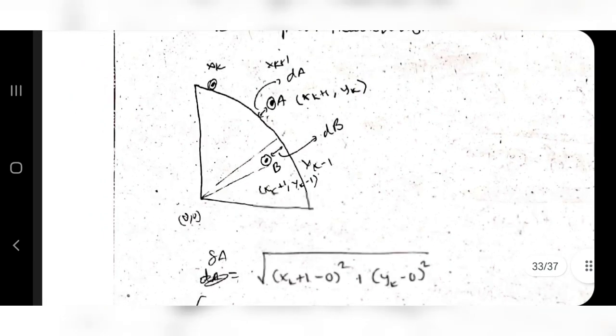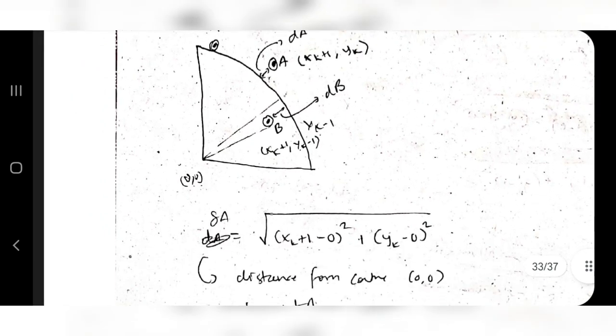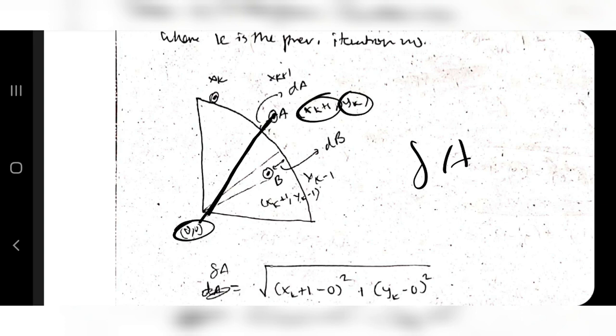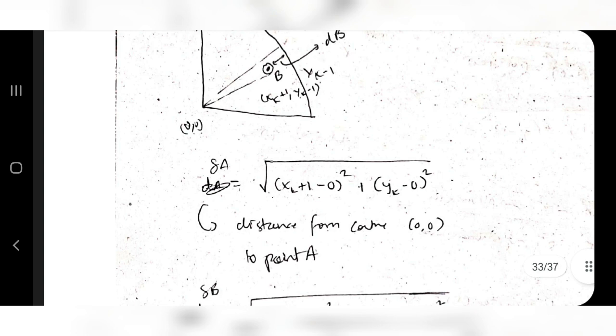So I'll call this distance del A. What will it be? The point is xk plus 1 and yk, and the center is 0, 0. According to the distance between two points in a graph, the distance is the square root of (xk plus 1 minus 0) whole square plus (yk minus 0) whole square. This is the first point and this is the second point. The distance we get is del A, the distance from the center to point A.